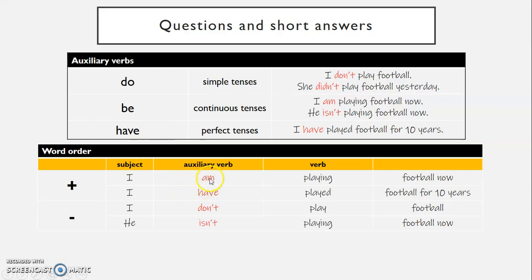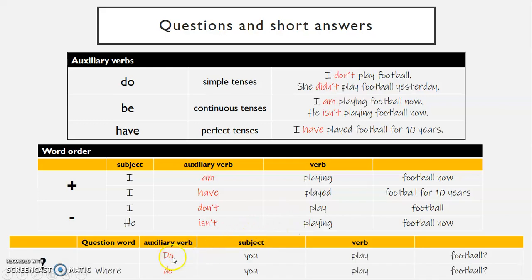Remember that we put the auxiliary verb just before the verb. I am playing football, I have played football, I don't play, he isn't playing. It just goes before the verb. But in questions, we move the auxiliary to before the subject. So it becomes, do you play football? Not you do play football. And also, if we add a question word like where, it becomes where do you play football? So remember auxiliary verbs for the questions and short answers.